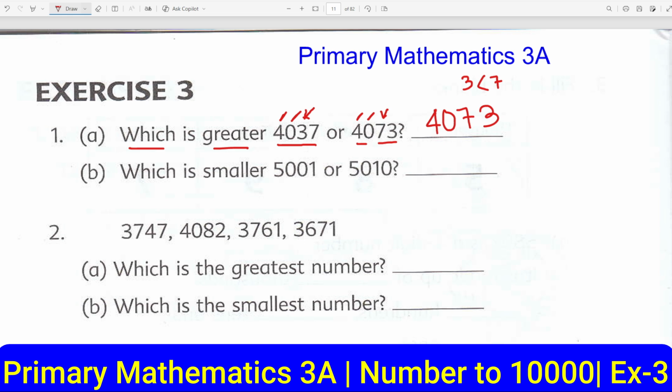Next, which one is the smaller? First we have to check the leftmost. It means the thousands number. It's 5 and 5, similar; 10 and 10, similar. Here is a 0 and here is a 1. So 0 is less than 1. So 5001 is the smaller. Okay.